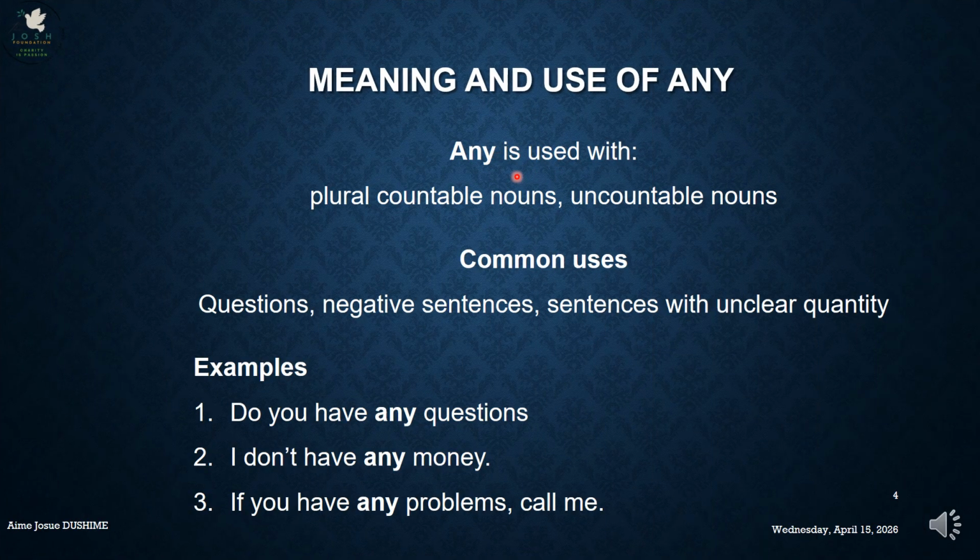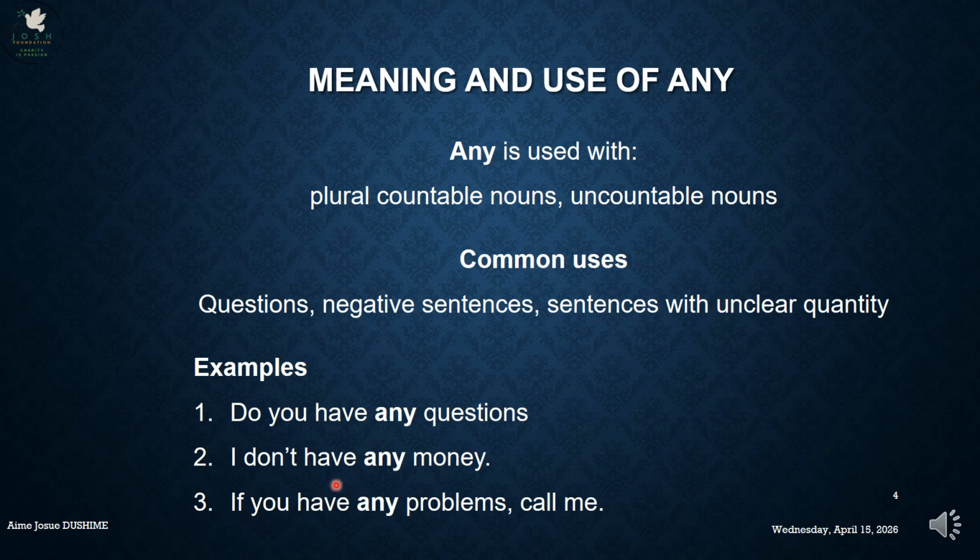Any is used with plural countable and uncountable nouns. Let's see common uses. We like to use any in questions, in negative sentences, and in sentences with unclear quantity. When we have a sentence without clear quantity, we like to use any. Do you have any questions? I don't have any money. If you have any problem, call me.